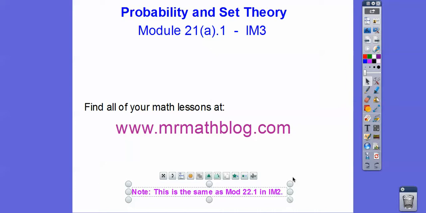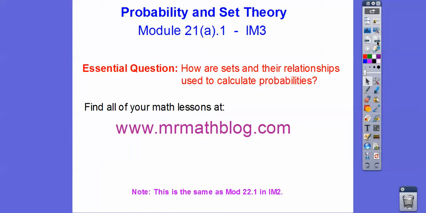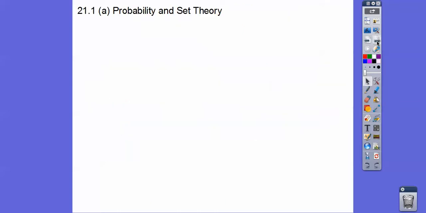Hey folks, probability and set theory, that's what we're doing. So I'm pulling this out of our IM2 book, you guys. I think we skipped it last year, at least we did at my old school, and I'm hearing that we didn't do it at this school, so I'm inserting it, okay? So how are the sets and their relationships used to calculate probabilities? Probability and set theory.